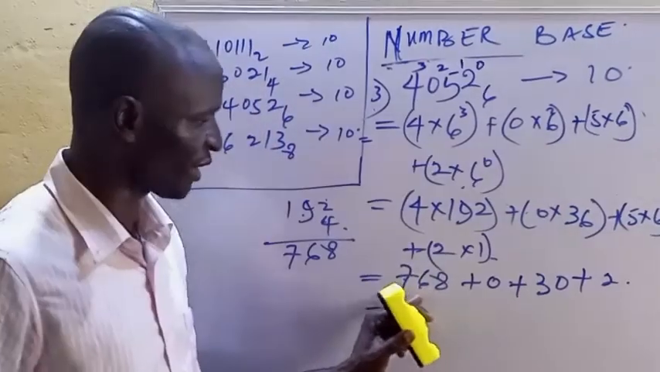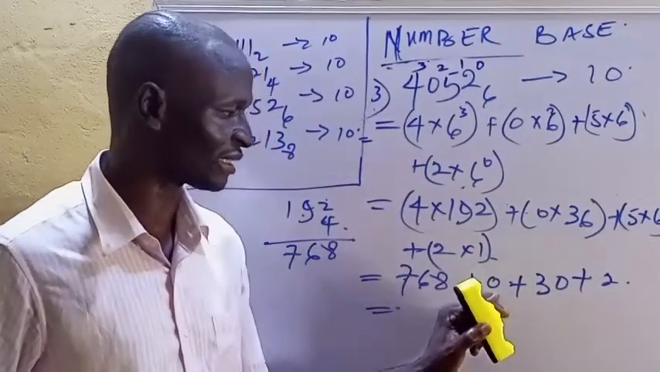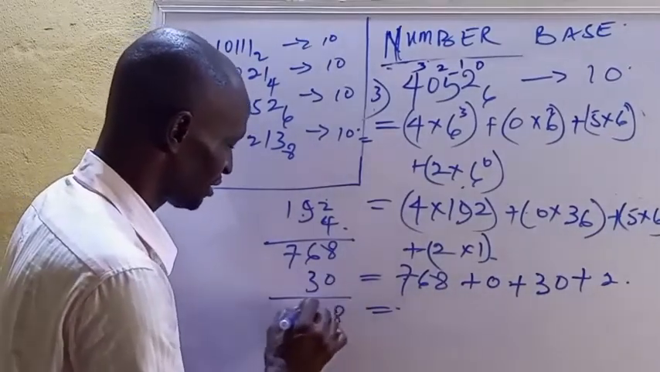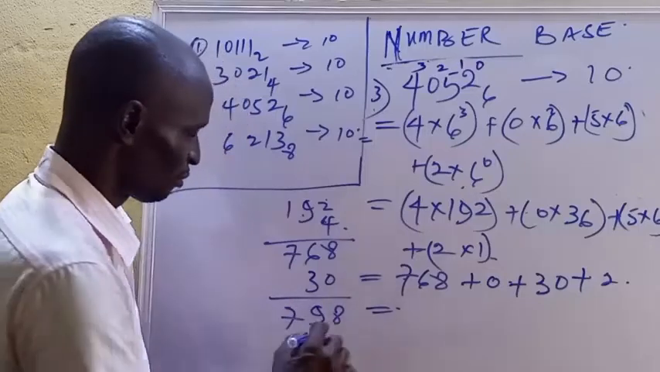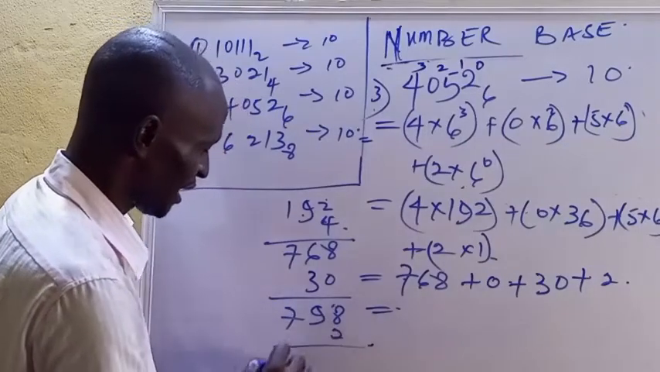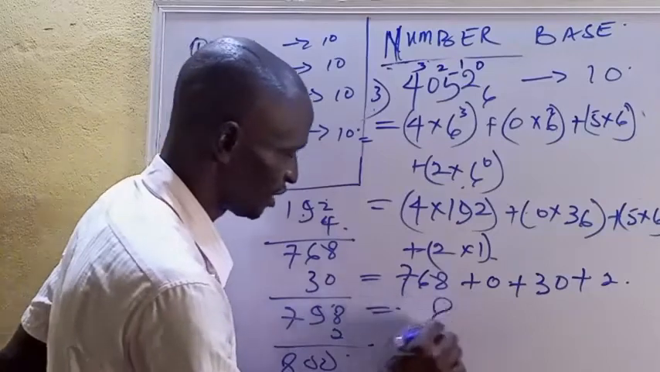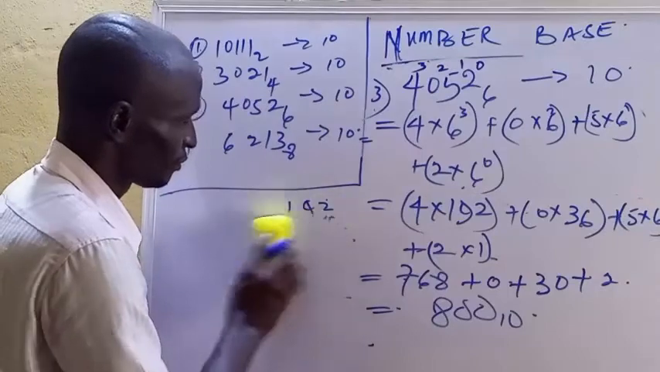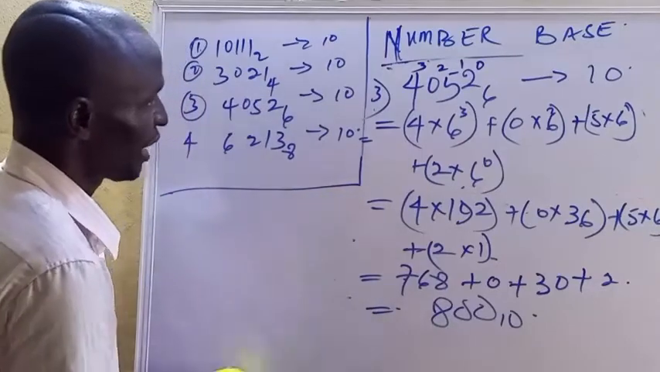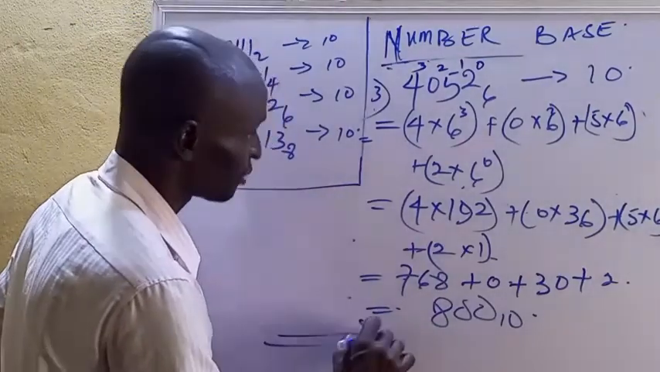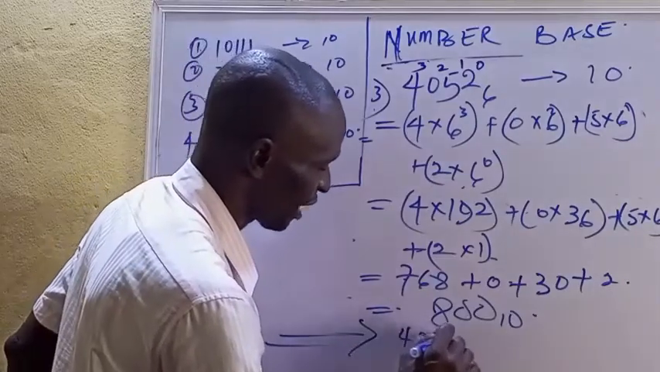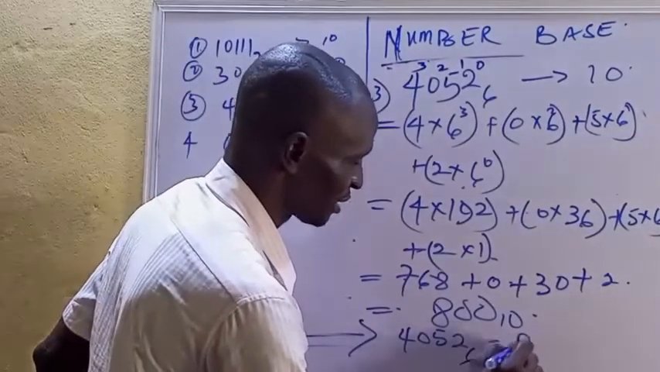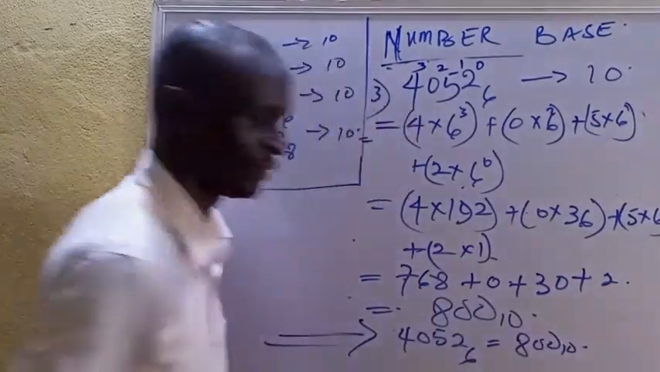Now, 768 plus 0 is 768. Now, plus 30 becomes, here is 8, here is 9, here is 7. Plus 2, that's 800. This gives us 800 base 10. So this implies that 4052 base 6 is the same thing as 800 base 10.